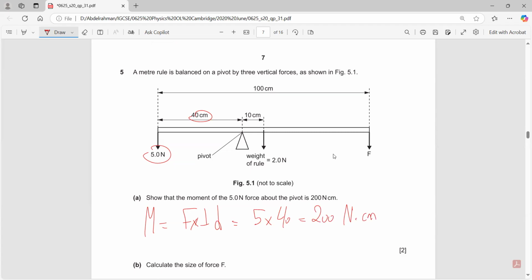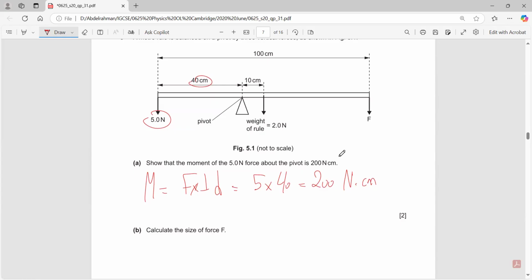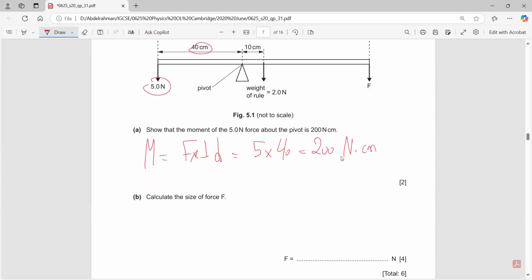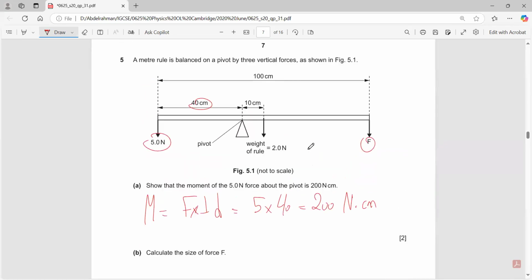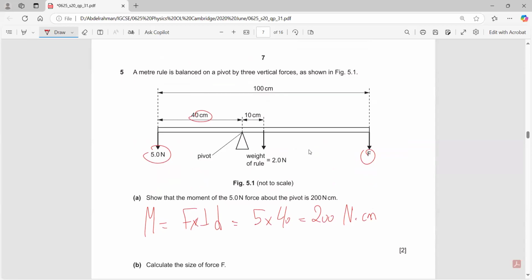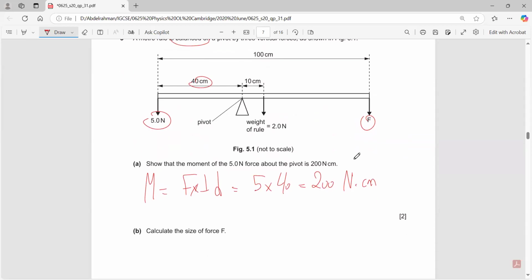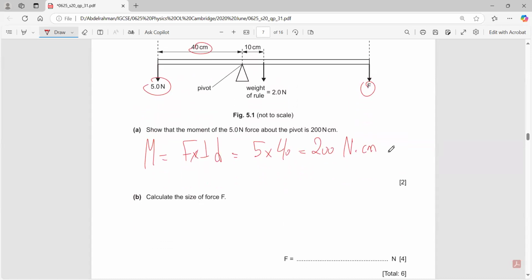Calculate the size of force F. Can I find the size of force F? Yes, I can. How? Using clockwise moment equals anti-clockwise moment. Why? Because it's in equilibrium. It is balanced. How can we find the force F?